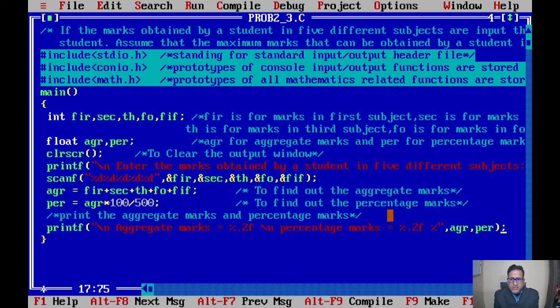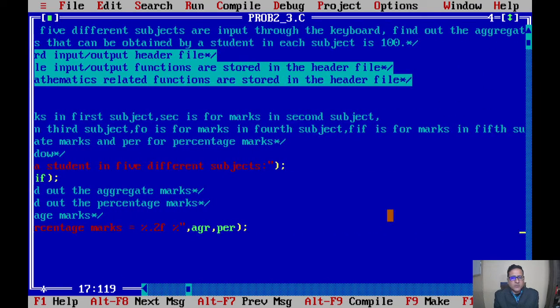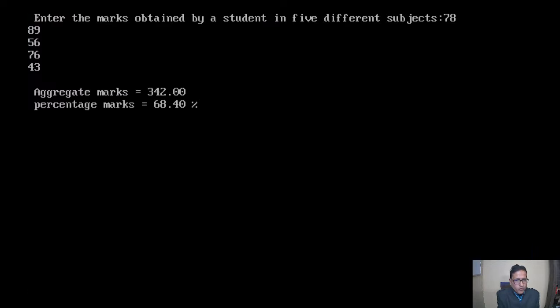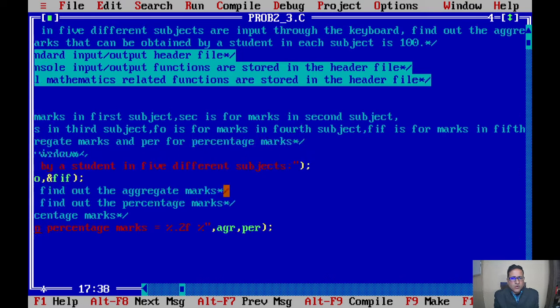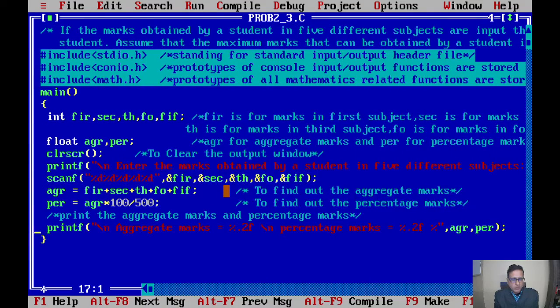You can see it, I think now it is visible to you. This sign is in the output, you can see here this one, 68.40 percentage. Okay, so I hope this program is also clear to you. Now let's go to the fourth problem.